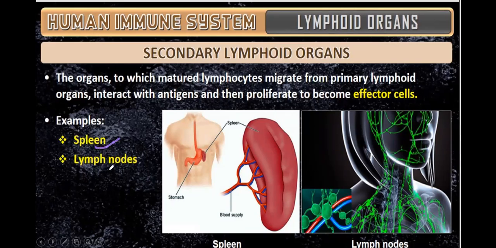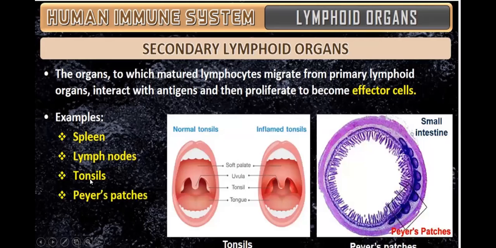So spleen, lymph nodes, tonsils, Peyer's patches. So these are normal tonsils. Here these are what? Inflamed tonsils. Peyer's patches are present in the wall of what? Intestine. Peyer's patches are there. So they are found in the small intestine. Sometimes a question will be there: where will you find Peyer's patches? Peyer's patches are which type of lymphoid organ, primary or secondary?